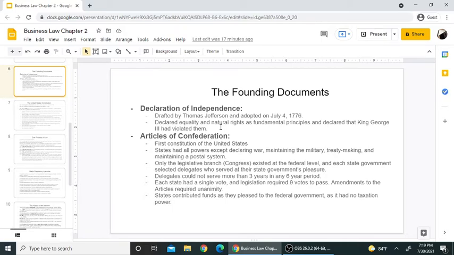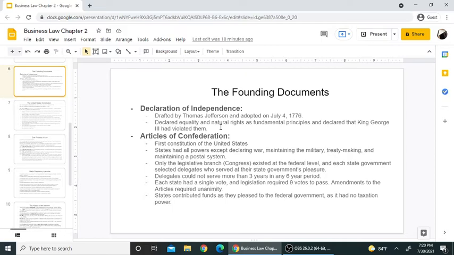There was only one branch of government at the federal level, which was a Congress, but it was nothing like the modern Congress because there weren't really elections for the Congress at the federal level. Instead, the state governments just picked people who basically served as ambassadors, and each state had a single vote. So let's say there's 5 delegates for a state, right?